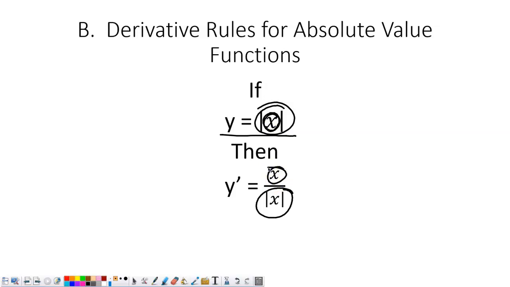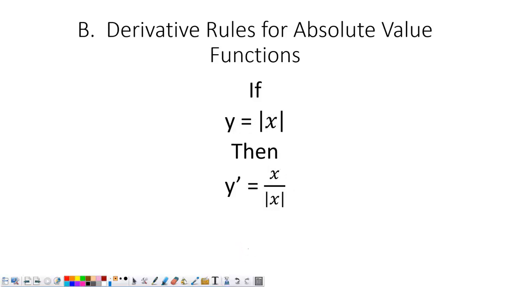Okay. Now I just have x's there, but you'll see how it doesn't have to be just an x. It could really be anything. But the point is that the whole thing goes on the bottom, and just the inside without the absolute value bars goes on the top. And that's how you find the derivative of an absolute value. And of course, once again, it's going to be a chain rule thing.